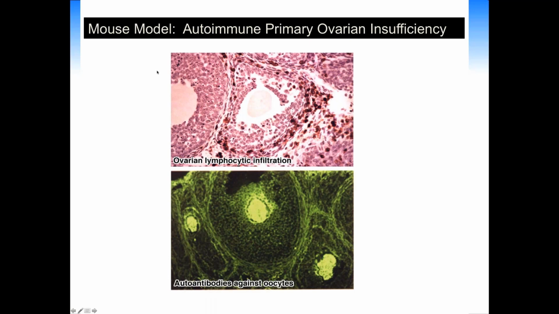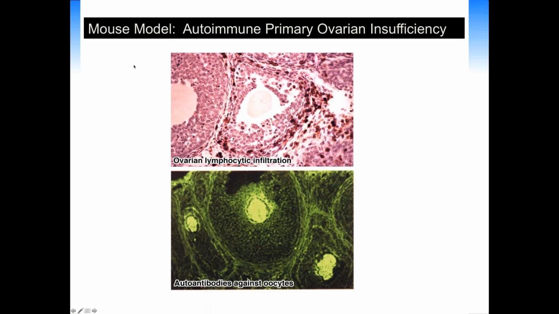Now, when I went to the NIH to try to get some more insight into what's going on in this autoimmune primary ovarian insufficiency, my mentors there said, hey, Larry, it's going to take you a while to develop a clinical program on this. You need to get something going in the laboratory, and there's a mouse model out there on this, so why don't you check into that and see if you can get that set up.